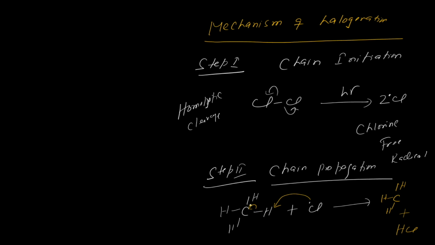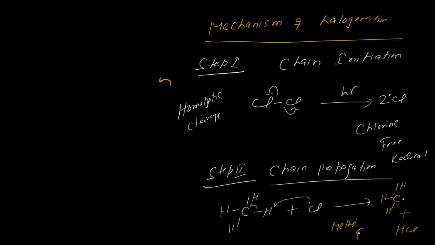I am showing the singlet one. Here it is taking one electron. Singlet means one electron, and it also forms a singlet. So it will form the methyl free radical.